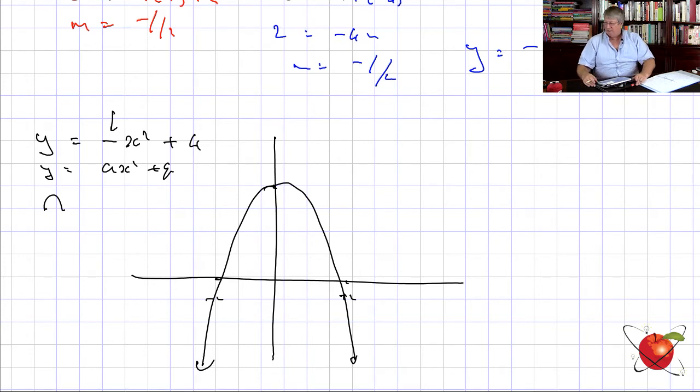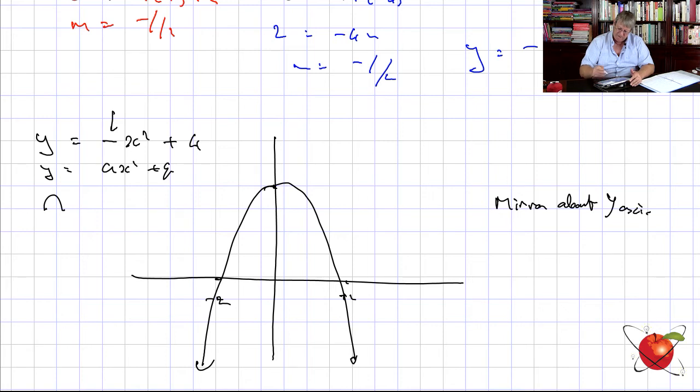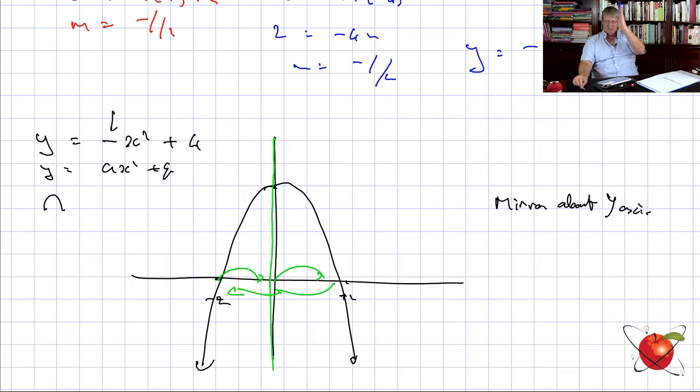Like so. Okay, what do I do next? Simple. Next thing I'm going to do is let's mirror about the y-axis. Okay? So the y-axis becomes our mirror. So I'm going to draw that in green just for a change. And I take these points and put them there, and this point, and it goes that way. Right? In other words, if I mirror it about the y-axis, the graph just turns and it stays the same.